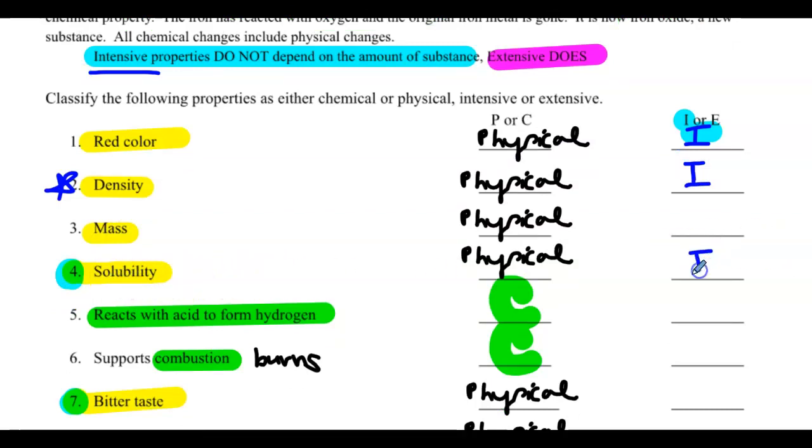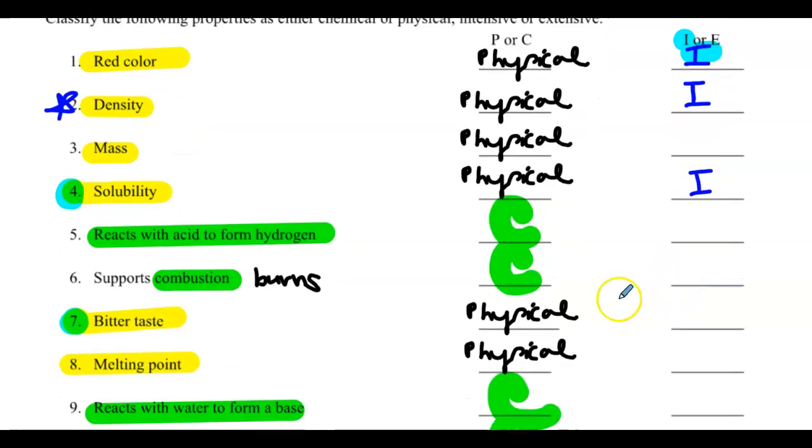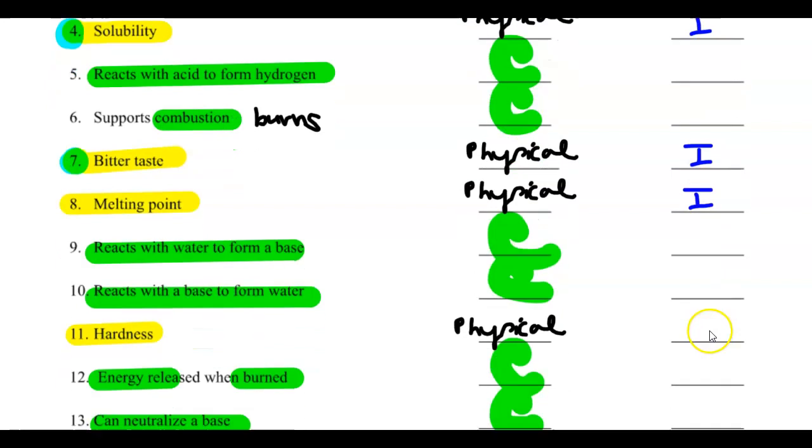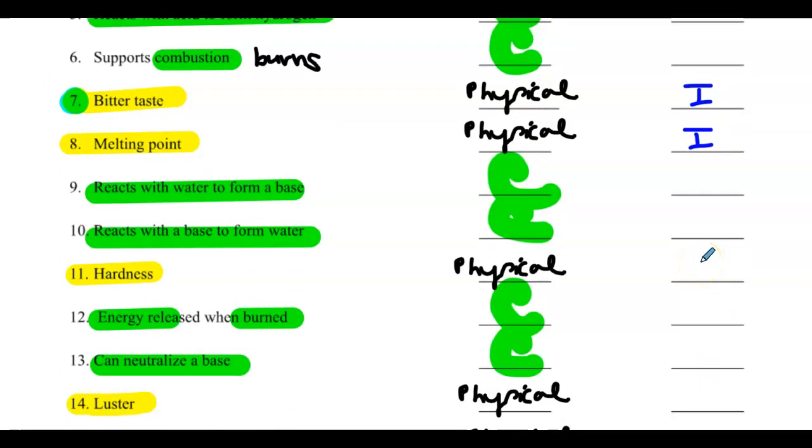Solubility, that's another intensive one. No matter how much salt you're trying to dissolve, it'll still dissolve at the same rate if you have the same volume of water. Bitter taste. If you taste some really, really bitter coffee, if you take a big sip or a little tiny sip, it'll still taste the same amount of bitter. Melting point, all ice starts to melt into water at 32 degrees. Let's see, hardness.